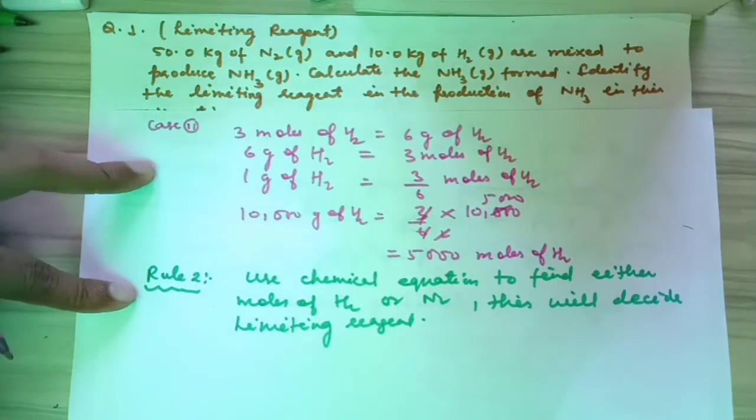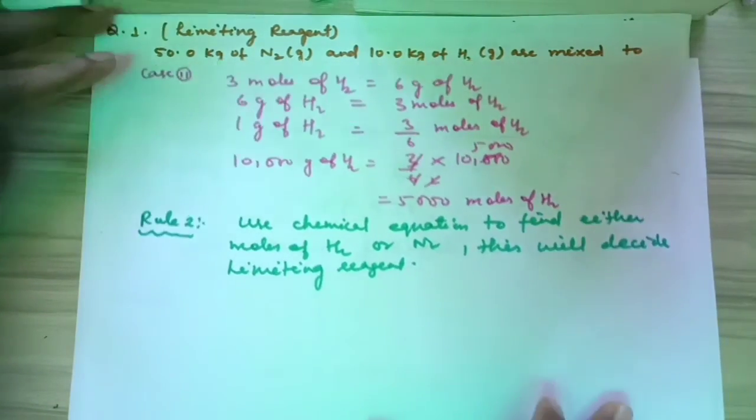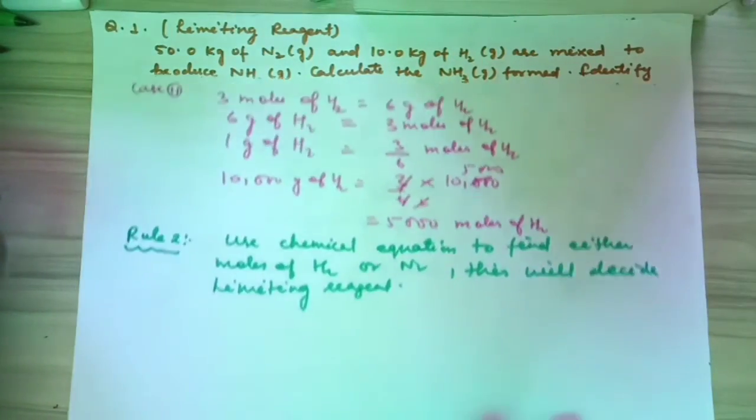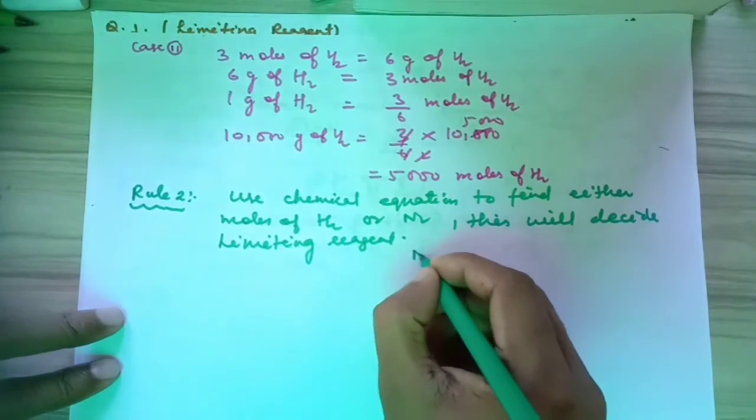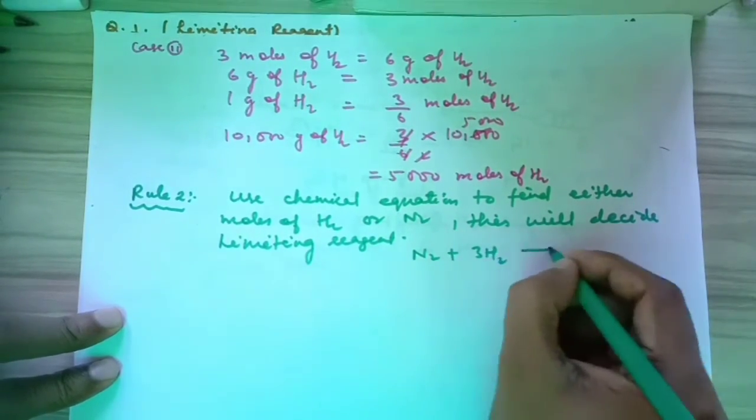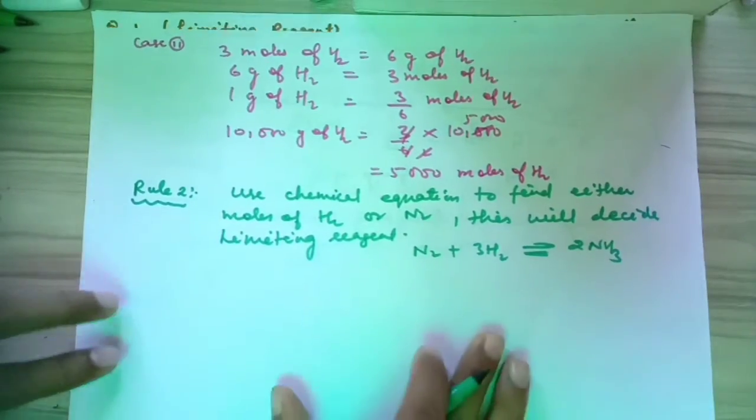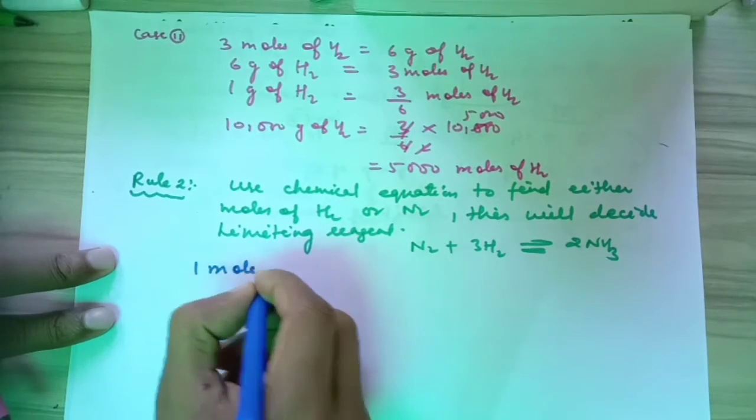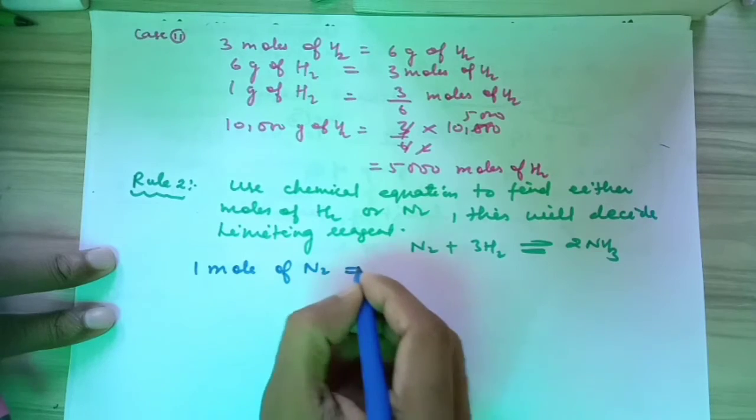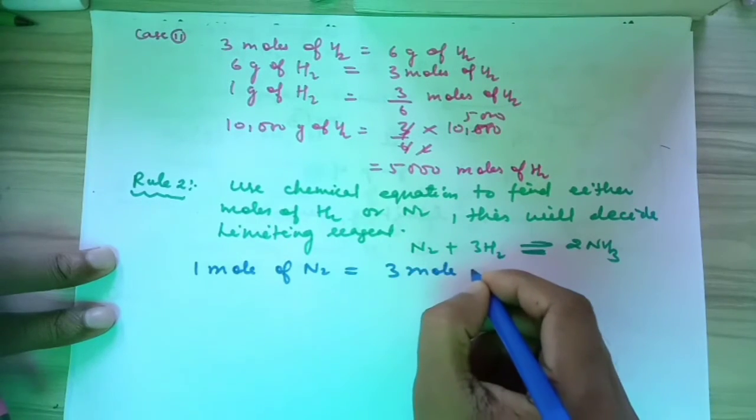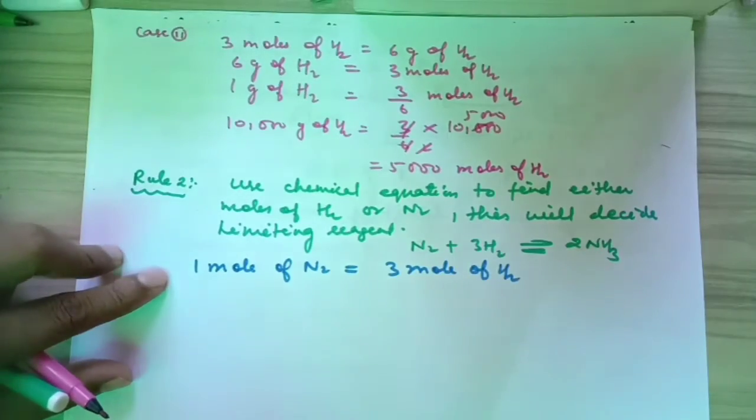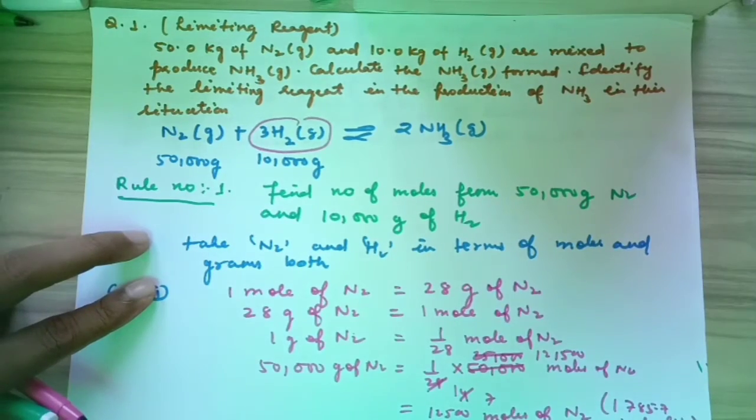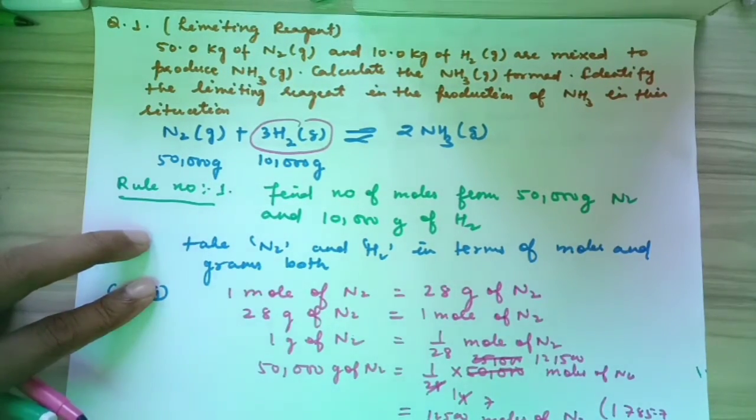Now let's see. Here it is given that 1 mole of N2 reacts with 3 moles of hydrogen. So we can use this information. Using this, we have the given equation N2 plus 3H2 gives 2NH3. So we can say that 1 mole of N2 gives 3 moles of hydrogen. Initially we have 12,500 by 7 moles of N2, so this will decide the amount of hydrogen.